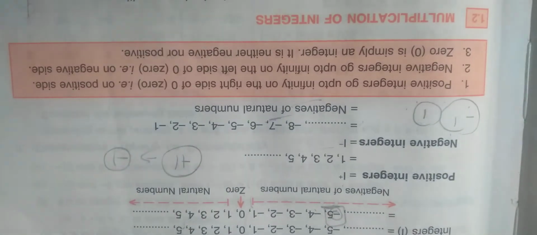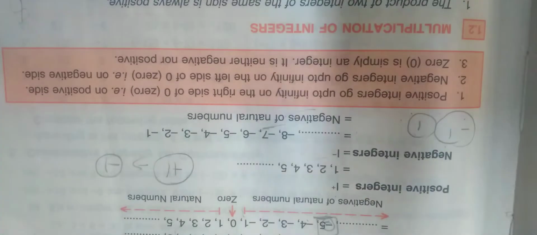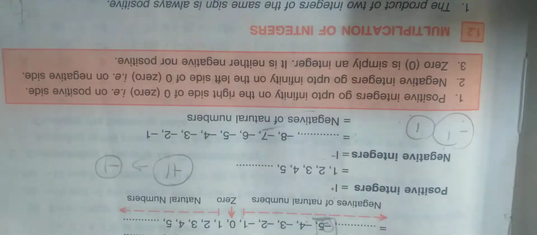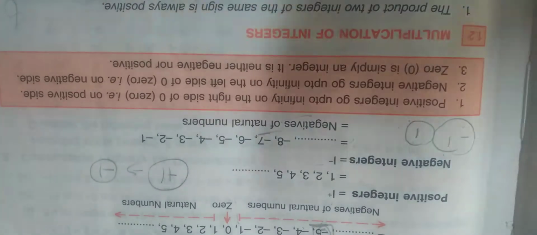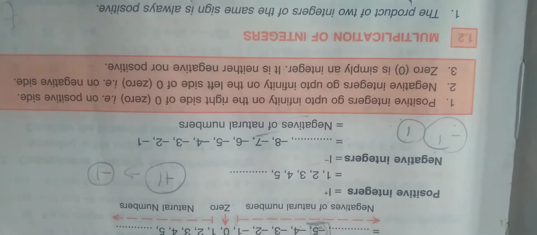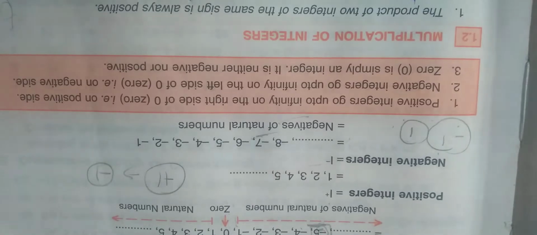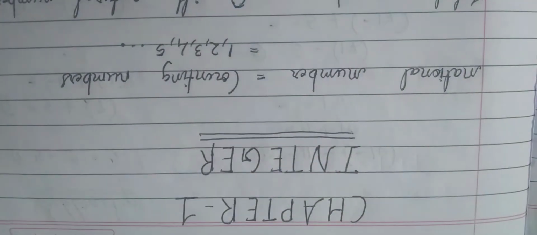So how to do multiplication of integers? I have made some of my own notes, and let me show them to you. I have even added some extras, and I have tried to explain the introduction part too. So let's see that. Here you see, this is the first chapter of our integers.